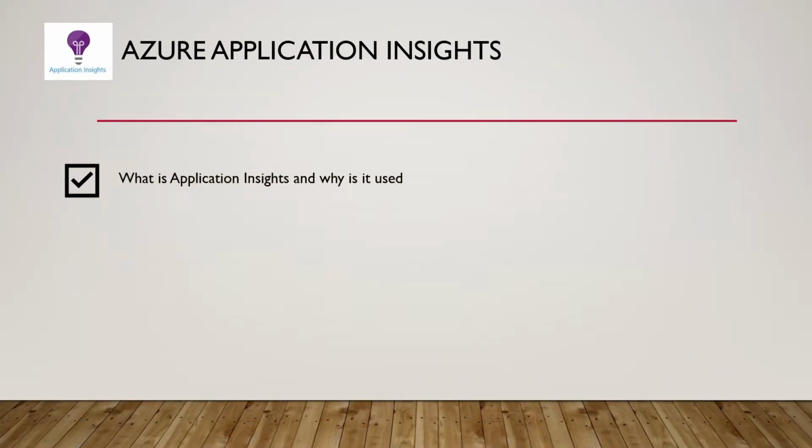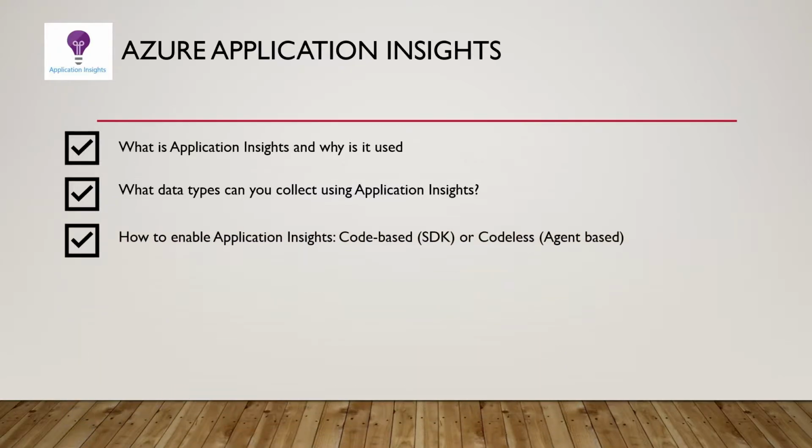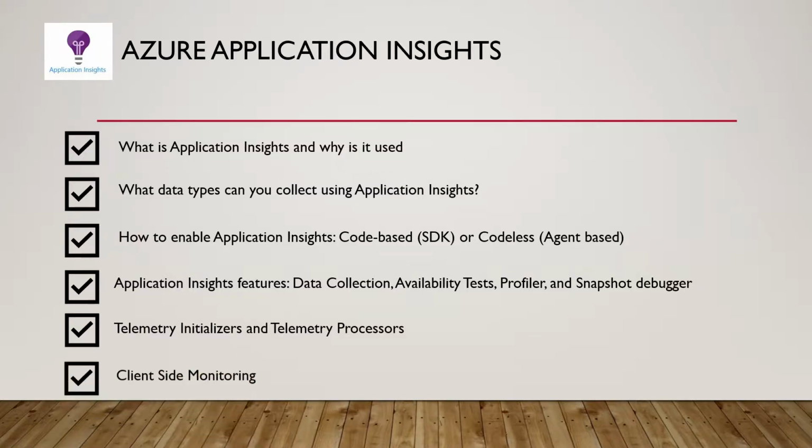So in this video, we will talk about what is Application Insights and why is it used. Then we will talk about what data types can you collect using Application Insights. And then we will talk about how to enable Application Insights using SDKs or agents. Then we will talk about Application Insights features, which are data collection, availability tests, profiler, and Snapshot debugger. And then after that, we will talk about telemetry initializers and telemetry processors. And last but not least, we will talk about client-side monitoring.